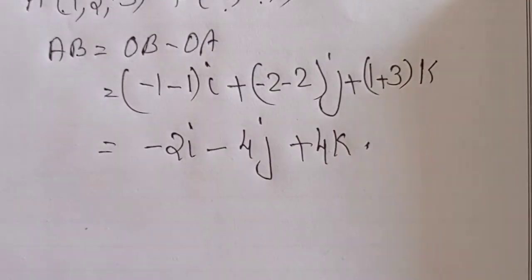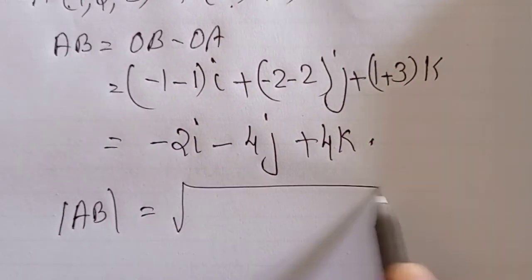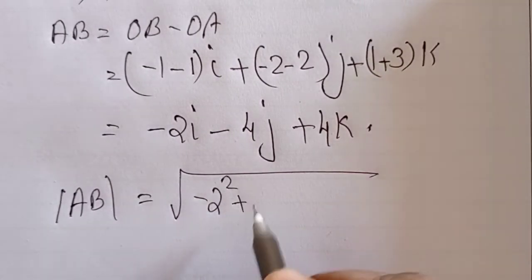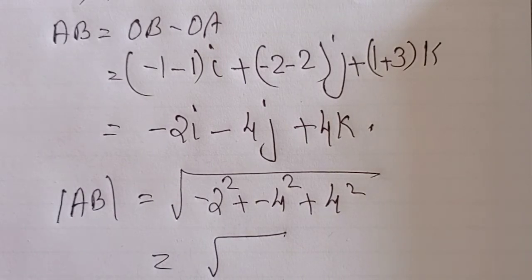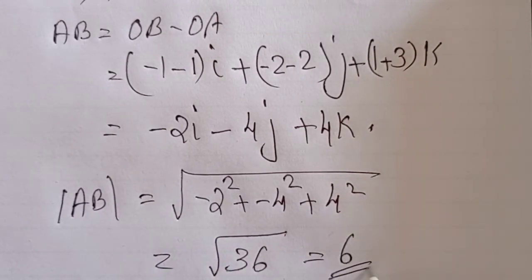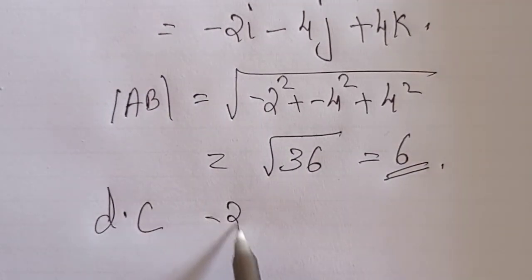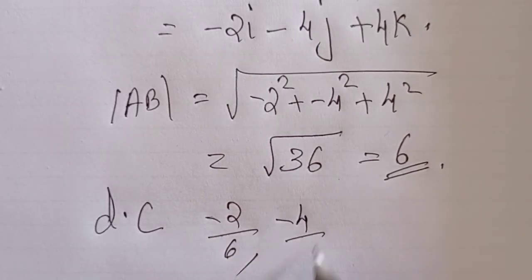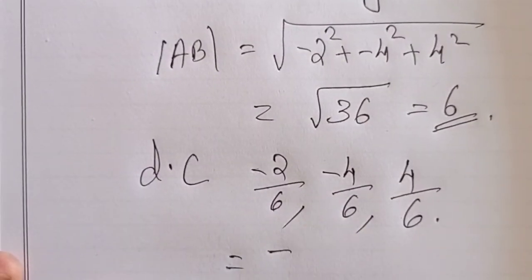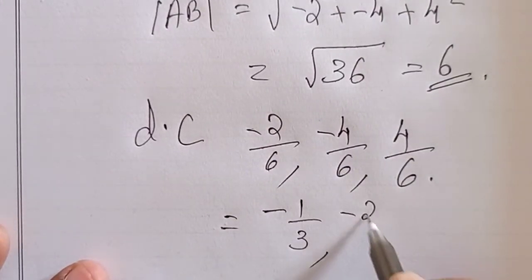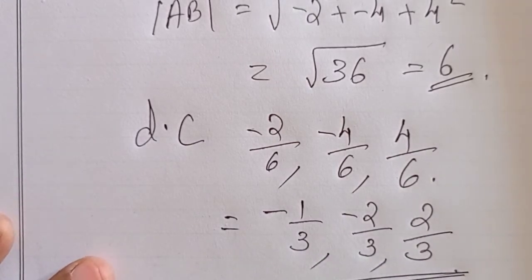Our aim is to find the direction cosine. Therefore, find the modulus of AB. What is the modulus of AB? Root of minus 2 square plus minus 4 square plus 4 square. Say the final answer. Root 36, that is equal to 6. Therefore, the direction cosine DC is equal to minus 2 by 6 comma minus 4 by 6 comma 4 by 6. Okay, when you cancel you will get minus 1 by 3, minus 2 by 3 and 2 by 3. Direction cosine, very important.